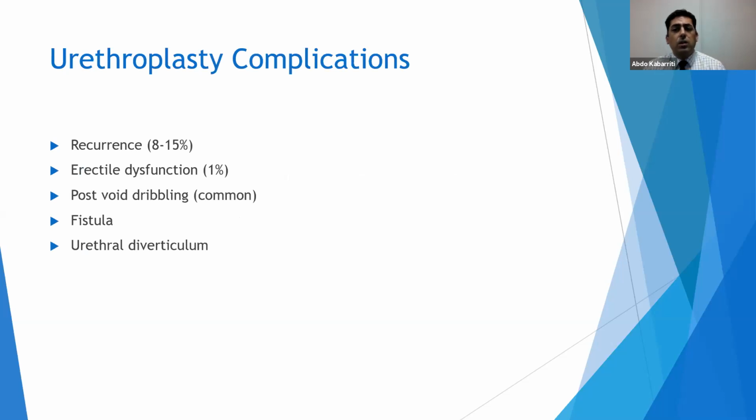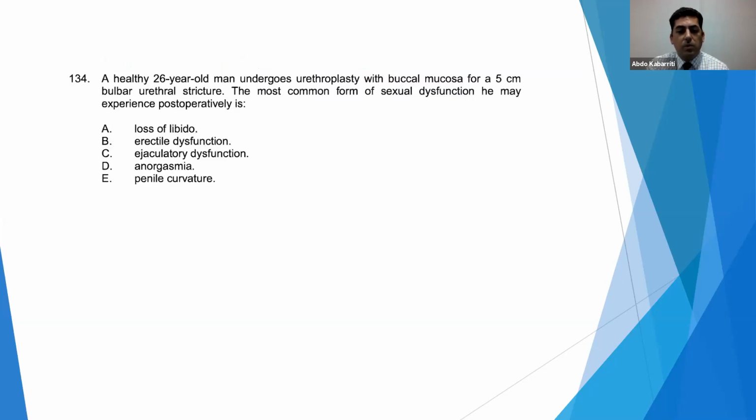So just to talk about complications, this is in urethroplasty, not posterior urethra, but actually just in urethroplasty. So 8 to 15% will have recurrence. Erectile dysfunction can occur in about 1%. Many patients will have post-void dribbling and should be counseled about that. There is a risk of fistula formation or a urethral diverticulum.